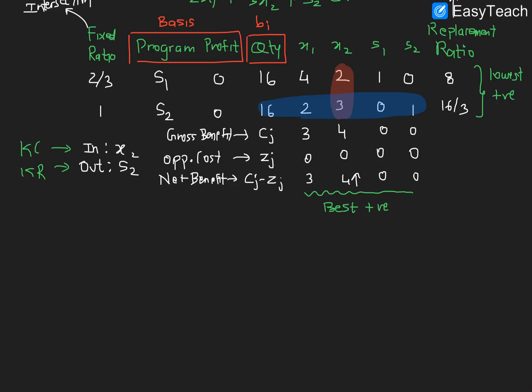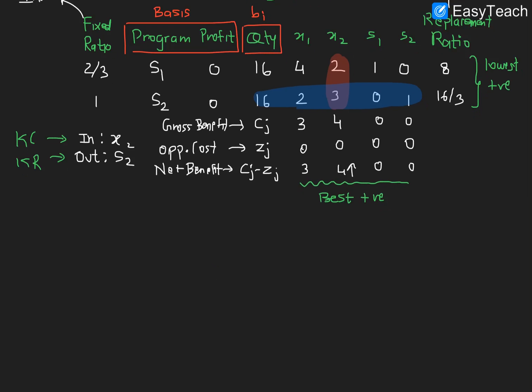As I told you, we are going to just look into the method for the second simplex table. The logic behind the second simplex and the third simplex tables, we'll be doing it in the next video. So let me just write down the column headings. Let me just write down the shortcuts now. Fixed ratio, program, profit, quantity, x1, x2, s1, s2 and replacement ratio.